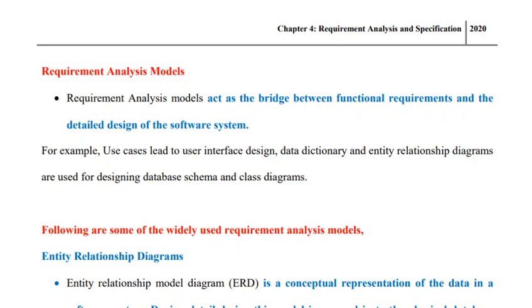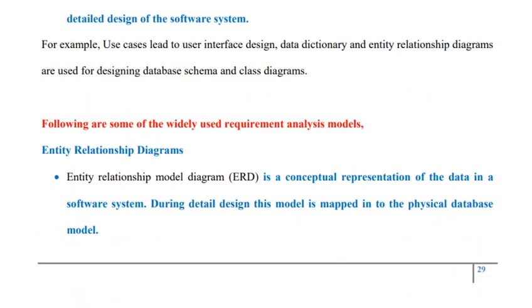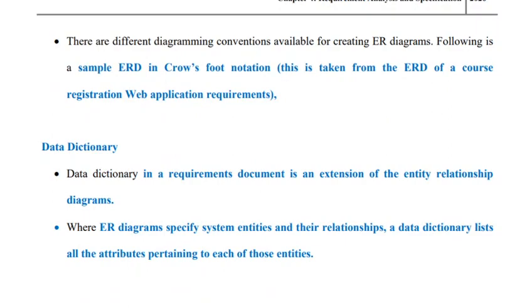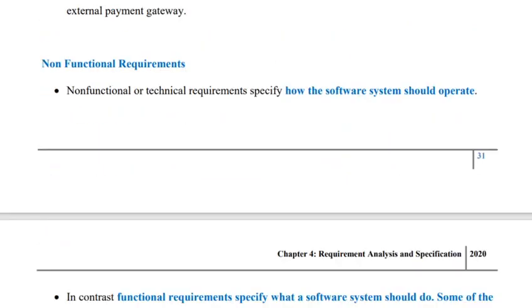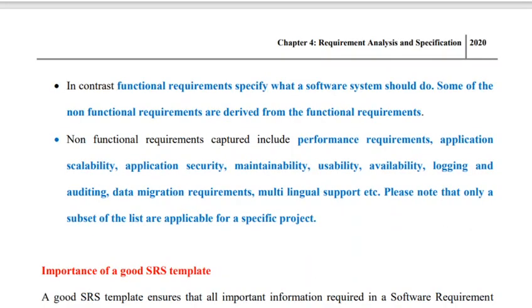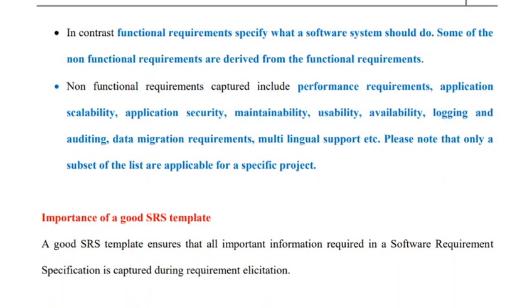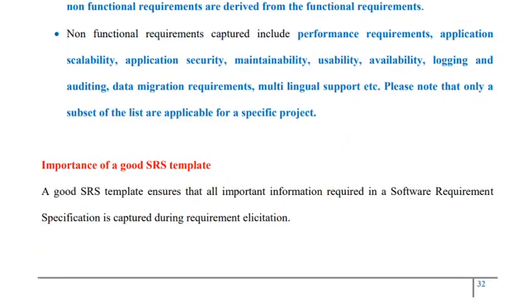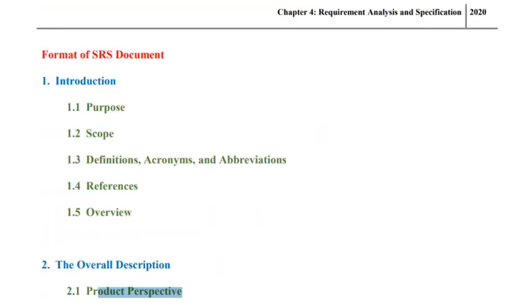We discussed the requirement analysis model. We discussed the importance of the entity relationship diagram, data dictionary, external interfaces, the non-functional requirements. What are the various aspects that are covered under non-functional requirements? We've discussed the importance of a good SRS template, and we've discussed a generic SRS template, right, or format for an SRS document, where we have different sections and subsections that try to emphasize different aspects of specification. So this ends the third chapter.